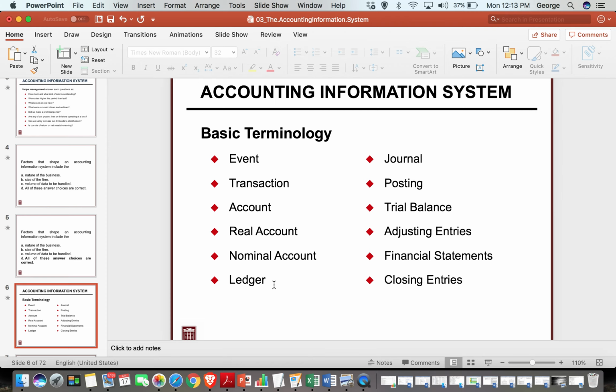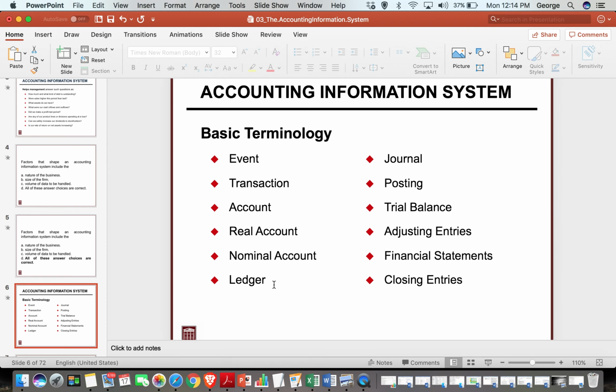Adjusting entries: we may have to adjust the books for transactions that occur that we didn't record. For instance, we earn interest on our bank account. I'm not recording that every minute as I earn interest. It doesn't make any sense, right? Cost benefit. But at the end of the period, I do want to adjust my interest revenue account and interest receivable account for the amount of interest that was credited to my bank account.